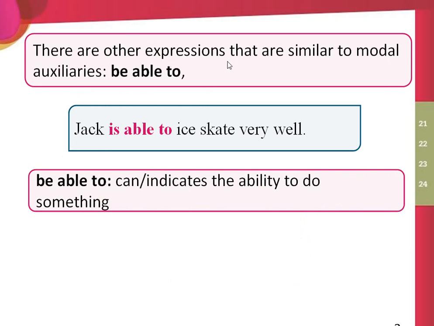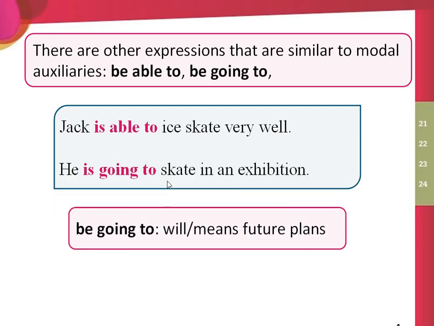There are other expressions that are similar to modal auxiliaries. In this case here, be able to. The example sentence is: Jack is able to ice skate very well. Remember that in all the cases here, the verb to be is part of the sentence, is or are. Be able to is equal to can and indicates the ability to do something.